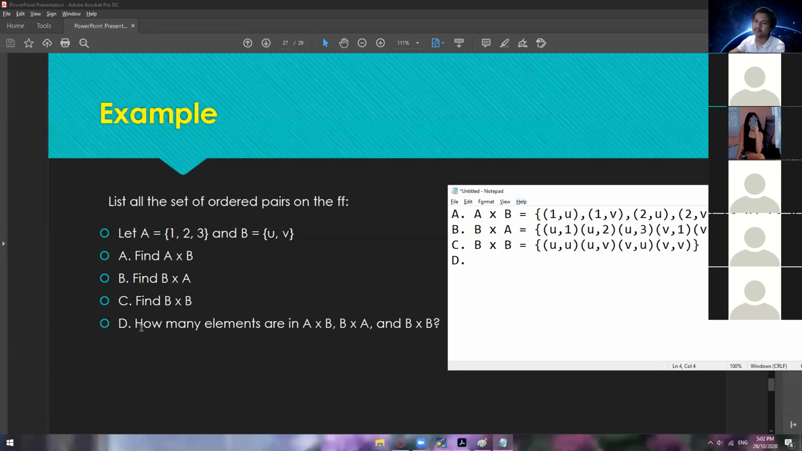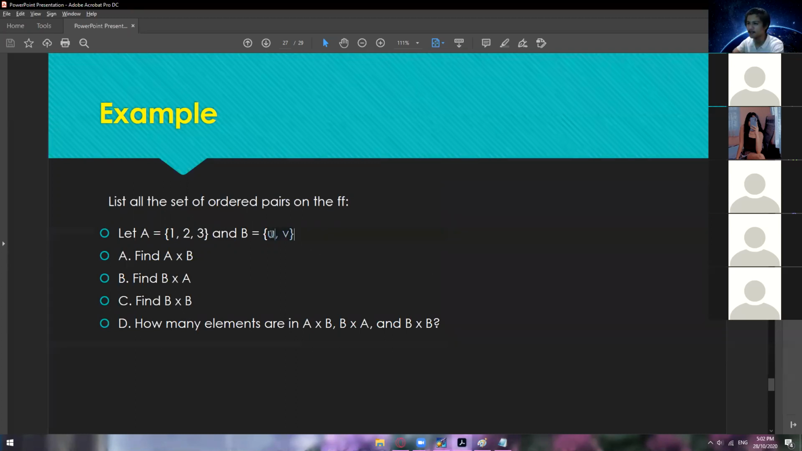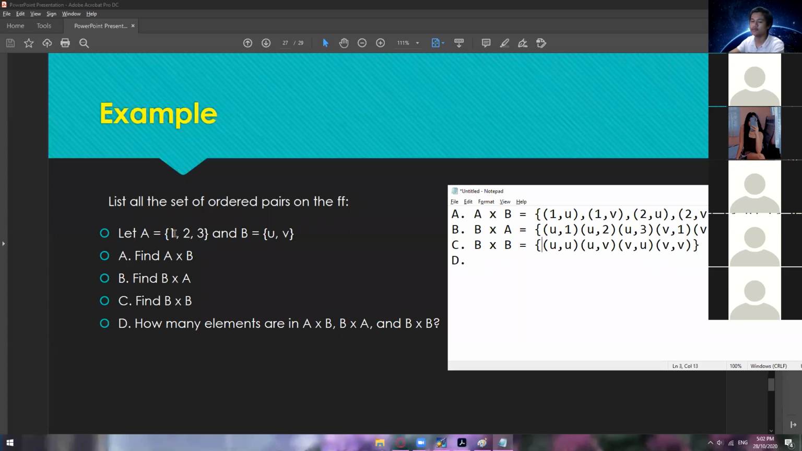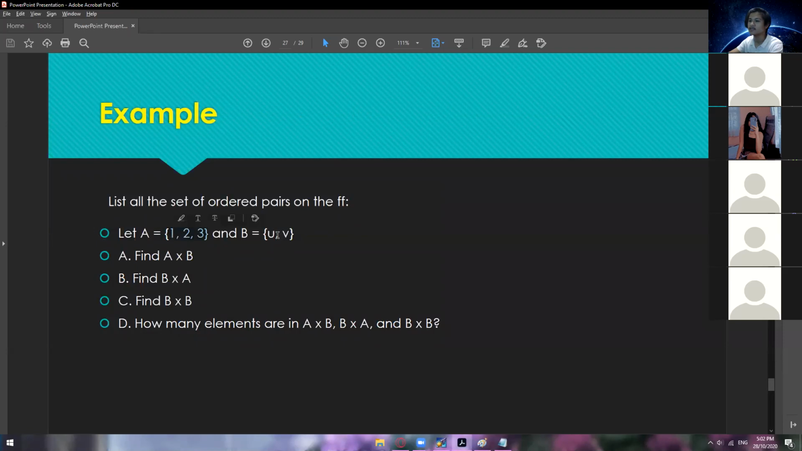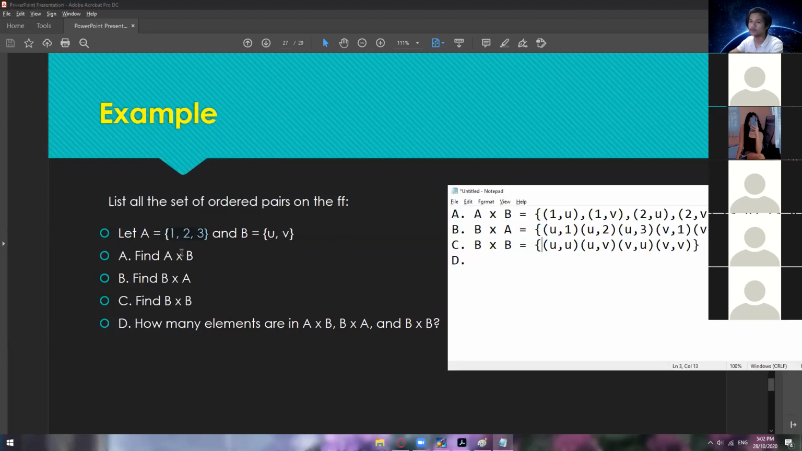Alright. So, moving on. Letter D. How many elements are in A times B and then B times A and then B times B? So, paano ko nakukuha or paano ko nalalaman kung ilang elements kagad yung nandun? Ang ginagawa ko, multiply ko lang yung counts of elements of this set, that set. Kung papansin niyo for set A, we have 3 elements, and then for set B, we have 2 elements. So, sa letter A, let's count this one. 3 times 2. So, we have a total of 6 elements.